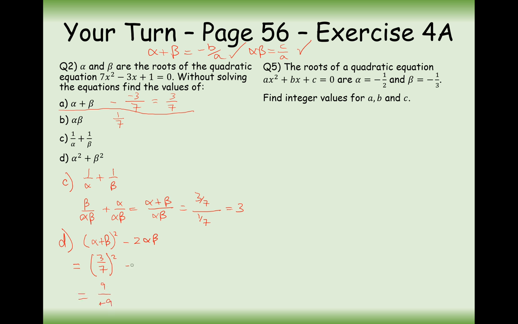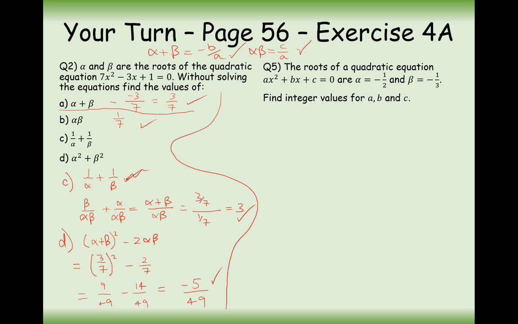And then subtract 2 times 1 over 7, so 2 over 7. So that would be minus, times top and bottom by 7, that would be 14 over 49. Do the subtraction here and we get minus 5 over 49. So that's the answer to alpha squared plus beta squared. Okay, so those are the four answers to the first question there.